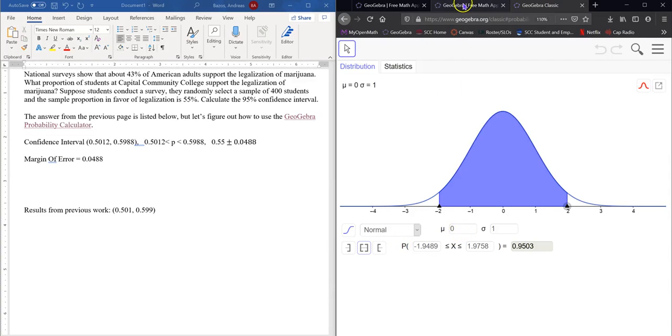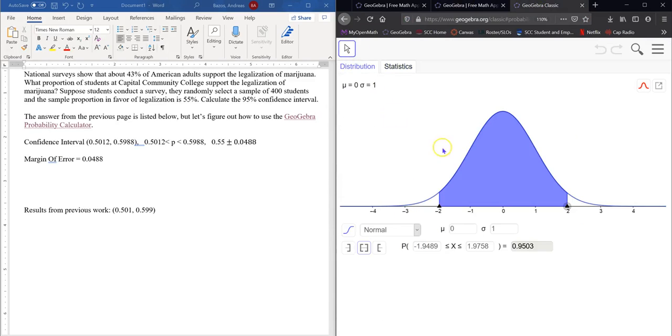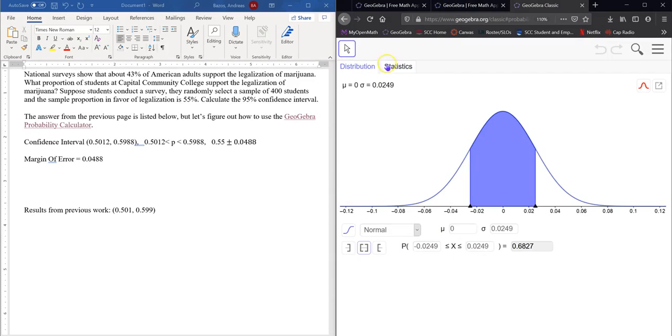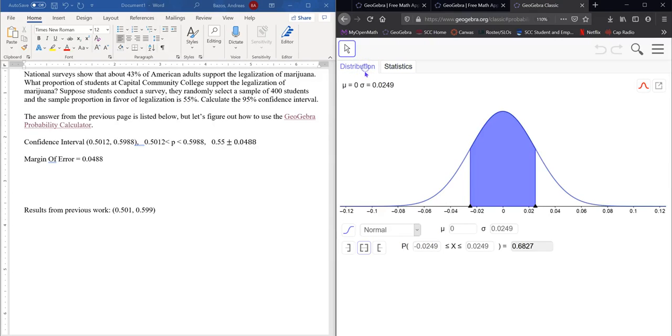We did have the standard error listed back on the statistics. So what was the standard error? There it is, 0.0249. So let me come back to the distribution. 0.0249 was it. I'm bad at memorizing this stuff. 0.0249. The mean, which is essentially P hat. So P hat is the mean. So we got 0.55 was the actual P hat.